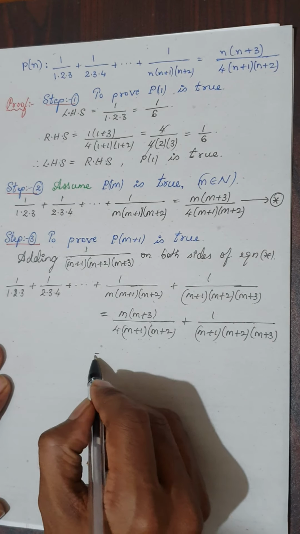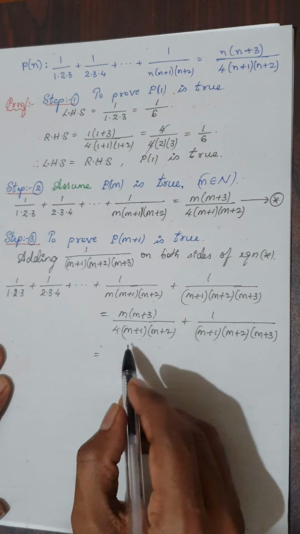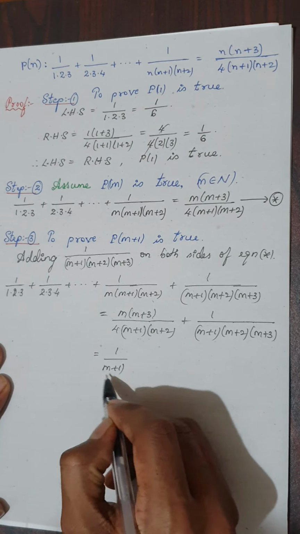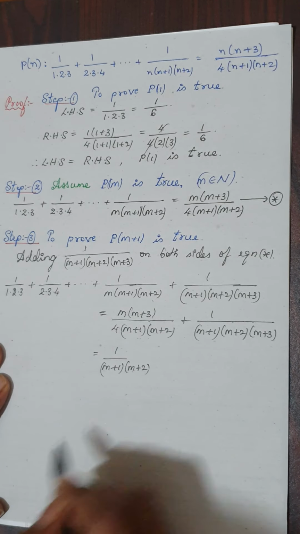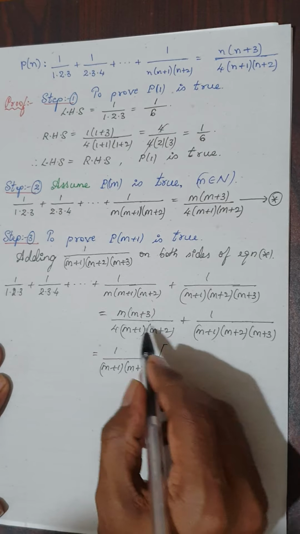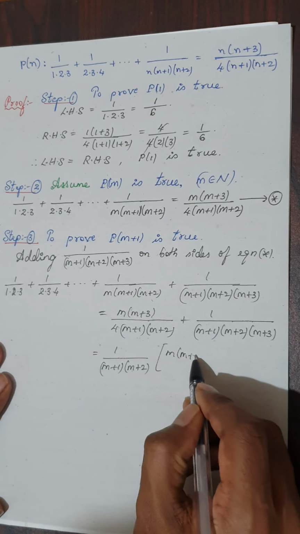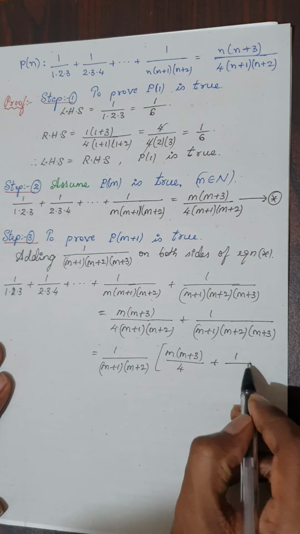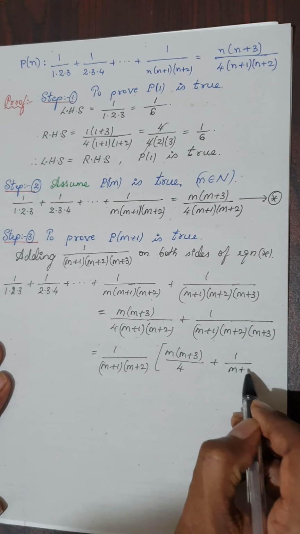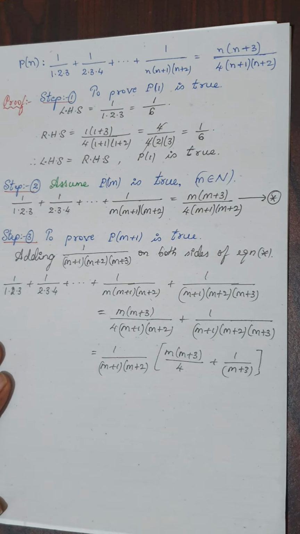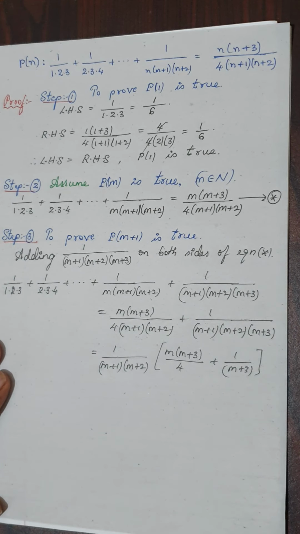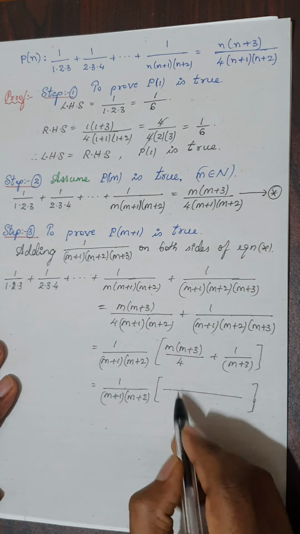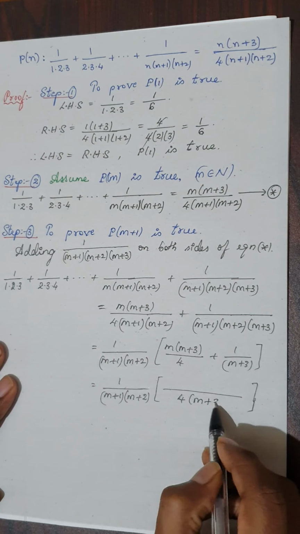Now check for common terms. The common terms in the denominator are two terms, which is 1 divided by m plus 1 into m plus 2, isn't it? So write down the remaining terms. In the numerator you are left with m into m plus 3 divided by just 4, isn't it? Now plus 1 divided by, two terms are already outside, you are just left with 1 divided by m plus 3. Okay, so let's take the LCM now. If you take the LCM, we know the denominator would be 4 into m plus 3.